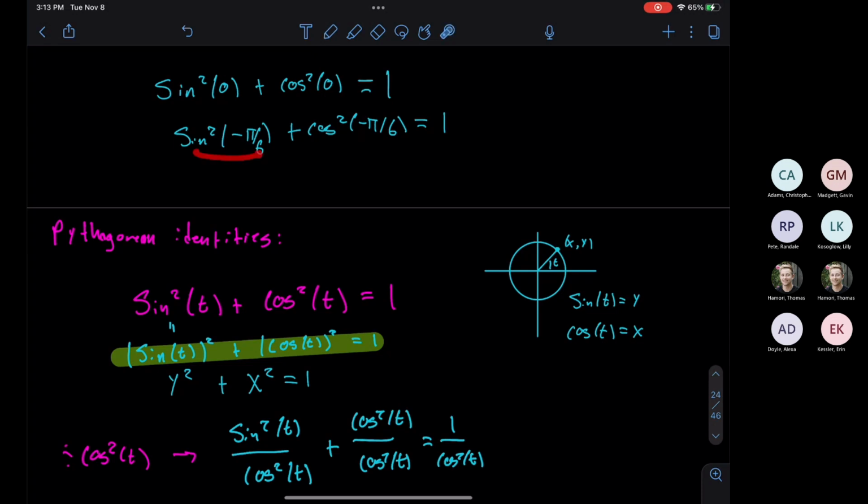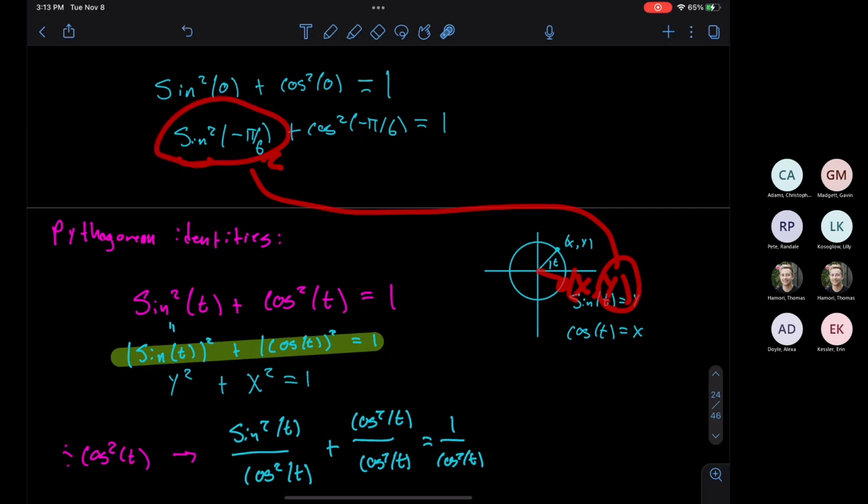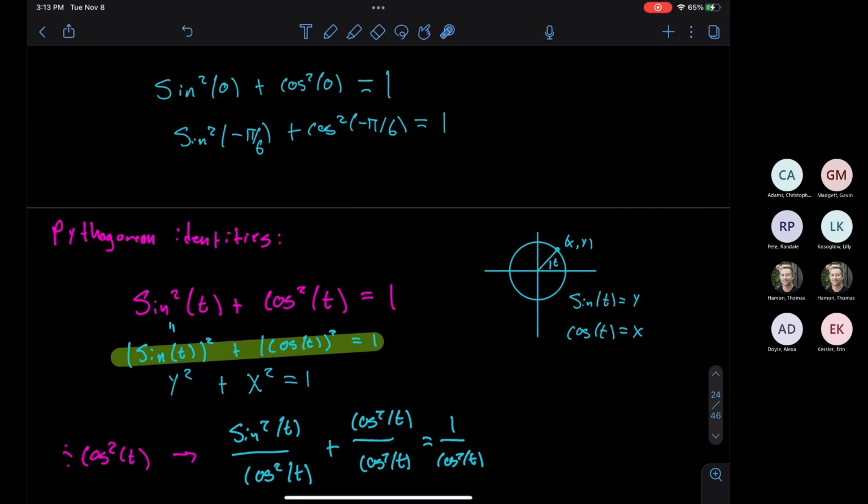I don't need to actually figure out what this number is. How would I do that? I would put negative pi over 6 in here. I would find this point. I would find the x and y coordinate of that point, and then I would take the y coordinate and square it. And that would give me what this number is. But I don't need to do all of that. If you really want to, you can. But I can just say this is equal to 1.